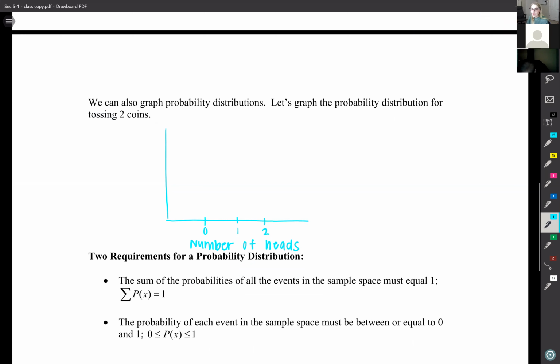All right, and then on the y-axis goes the probability. And then our probabilities that we have are 1/4, 1/2, and that's it. So I'm just going to mark the y-axis in terms of fourths. So this we'll just say is 1/4. Say this is 1/2, and I'll just put 3/4 here for fun.